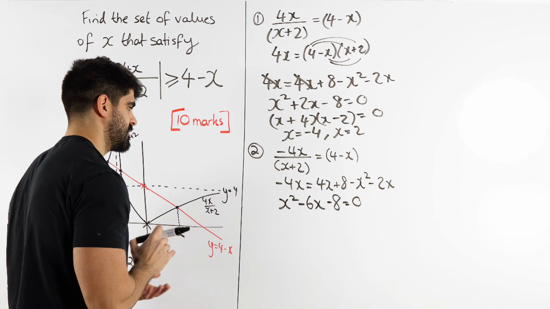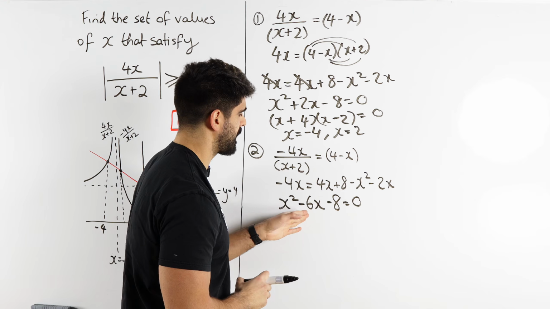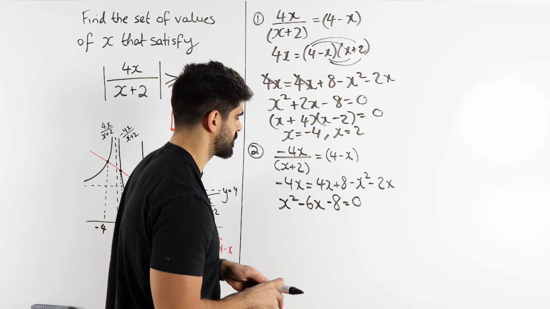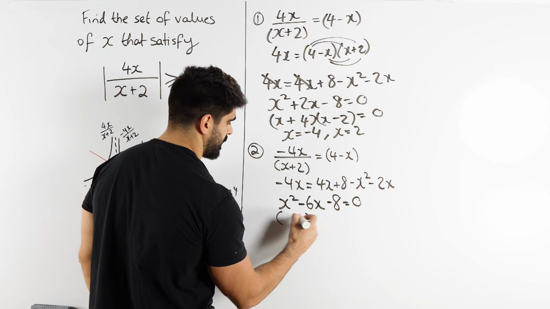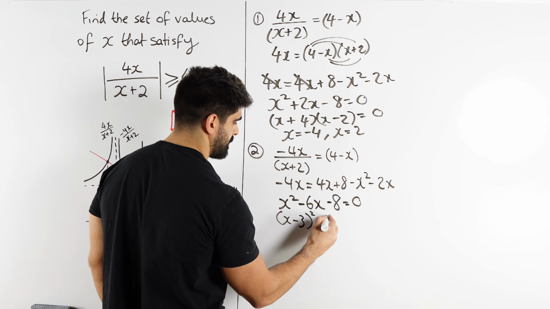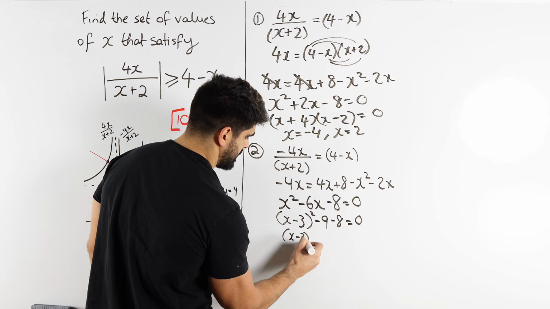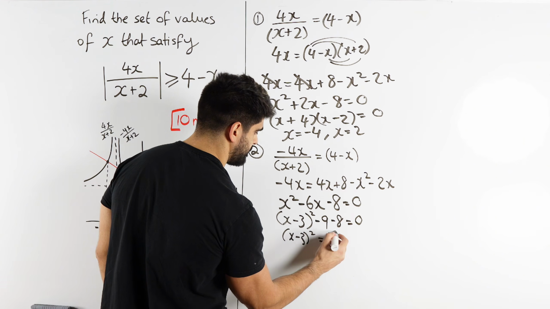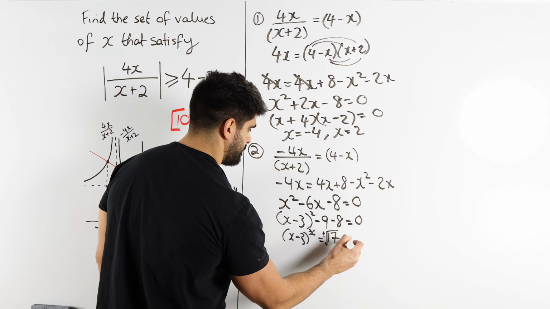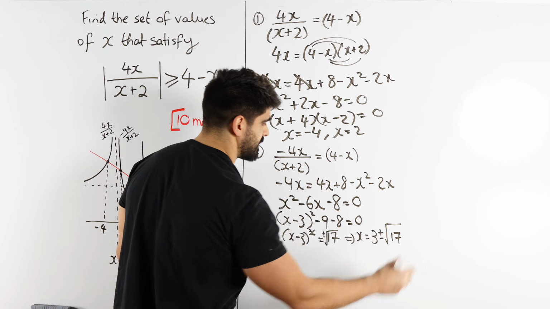Now, does that factorize? No, because if you use 4 and 2, they would both have to be negative to make minus 6, but that's not plus 8. So I'm going to have to complete the square here. You could use the quadratic formula. x minus half that value, 3, squared, minus this number squared is minus 9. Then minus 8 is 0. We get x minus 3 squared is 17. So when we square root, we're going to get plus or minus the root of all that. So x is 3 plus or minus root 17.